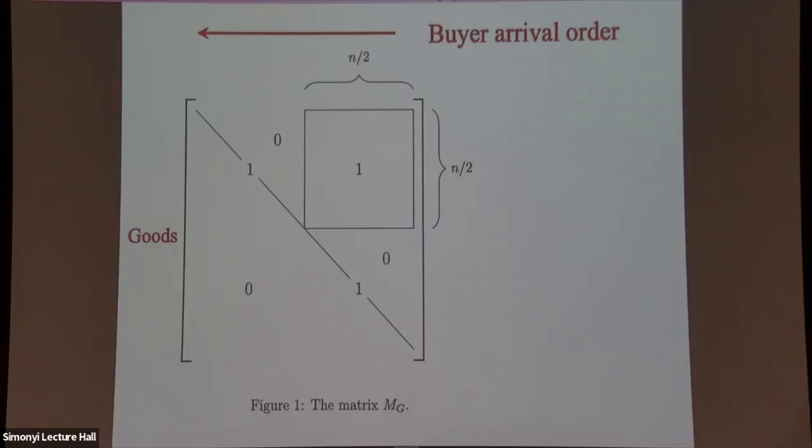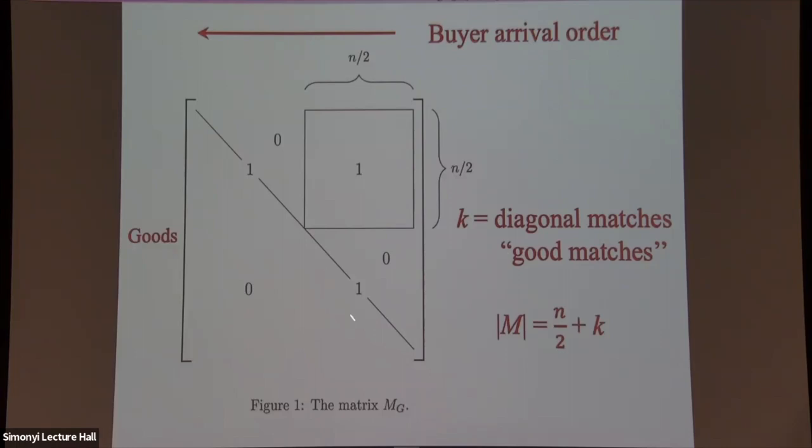It's obvious that, okay, so if the algorithm gets k diagonal matches here in the first n over two arrivals, then the size of the matching will be n over two plus k. That's very easy to see, because whenever you make a diagonal match here, a row is freed up among the first n over two, and that will match here. But if it keeps matching right here, then there's nothing left to match after that, right? So the more diagonal matches you get early on, the better off you'll be.